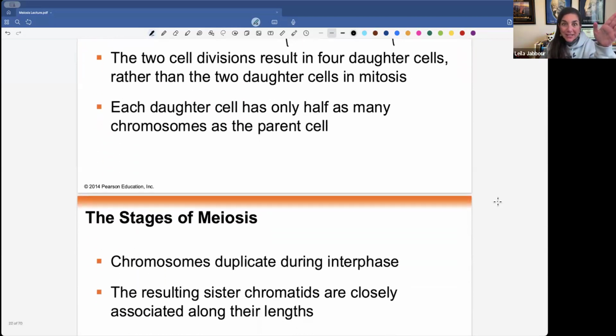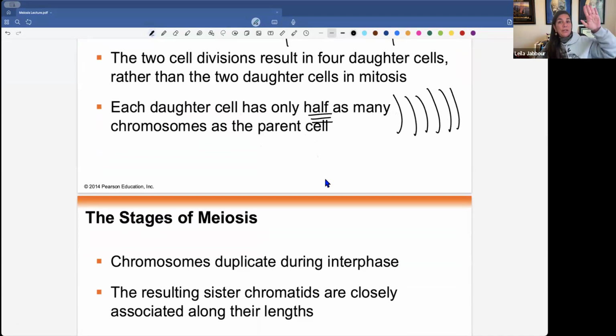But what's the purpose? This is the purpose. You have to remember that. Each daughter cell has only half as many chromosomes as the parent cell. Very, very important. That's the goal. Remember, sperm needs to bring 23, and the oocyte has 23. And when they fuse, we will have 46.